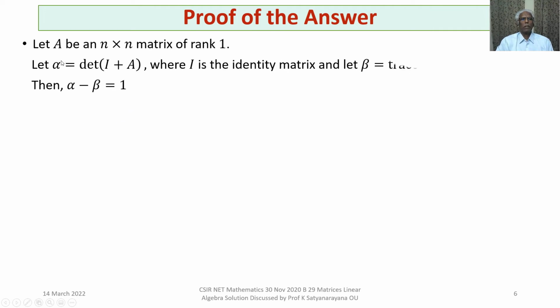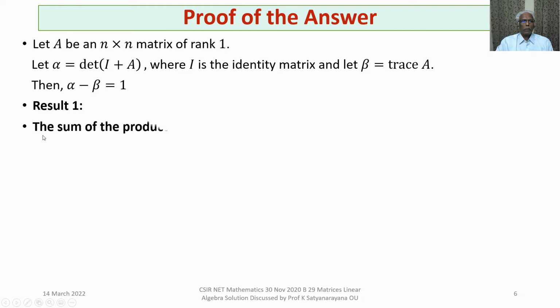So this is the theorem now. Let A be an n by n matrix of rank 1. Let alpha be equal to determinant of I plus A, where I is the n by n identity matrix. Let beta be equal to trace of A. Then we want to prove alpha minus beta is equal to 1. To prove this result, we require 2 results. The first result is the following.